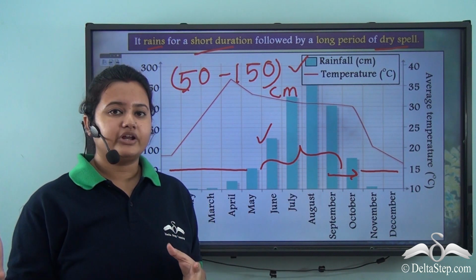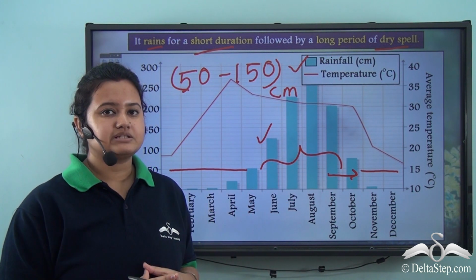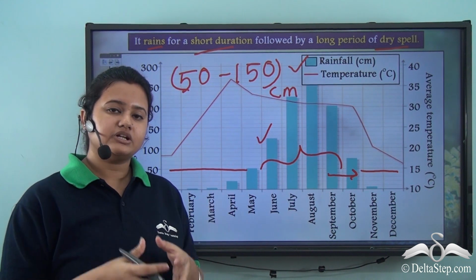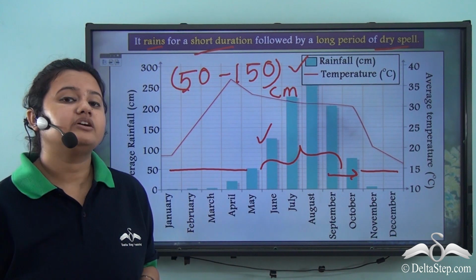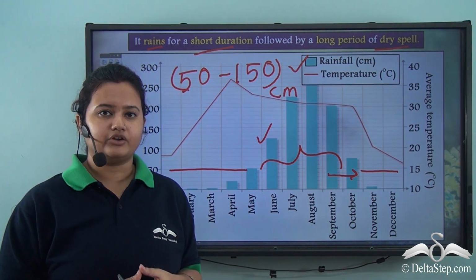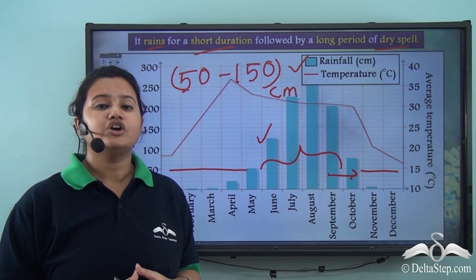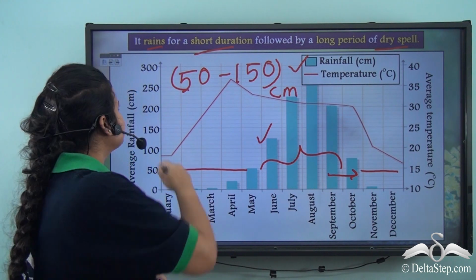Now, the type of rainfall experienced by tropical grasslands is mostly of the convectional type and orographic type. Well, we already have a video on convectional rainfall and orographic rainfall. You can use the iDictionary feature to revise those topics.